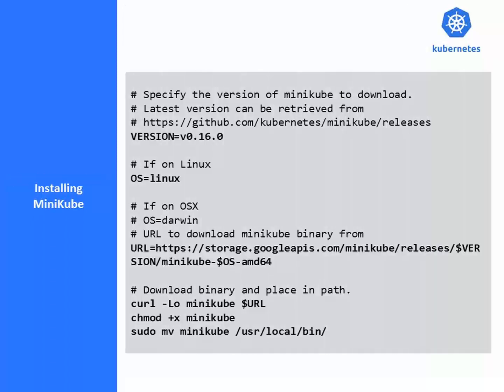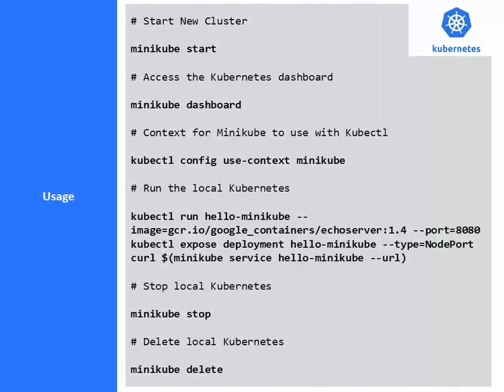Minikube is a single binary. Thus, installation is as easy as downloading the binary and placing it in your path. Use the next command to download Minikube. Next we will see several very useful commands to work with Minikube. To start a new cluster, minikube start. This will create a new cluster of local virtual machines with Kubernetes already installed and configured.